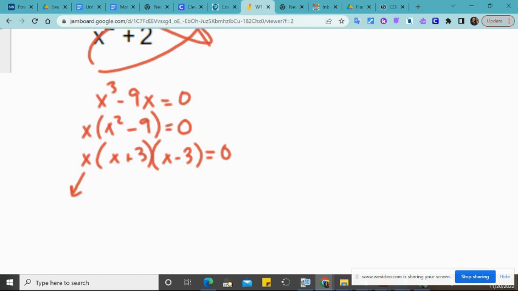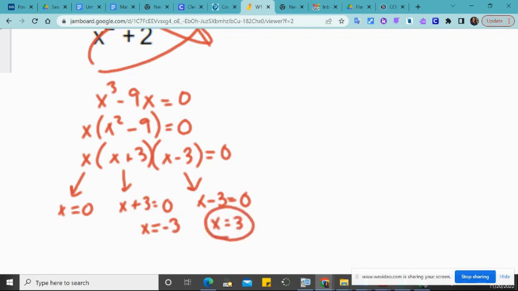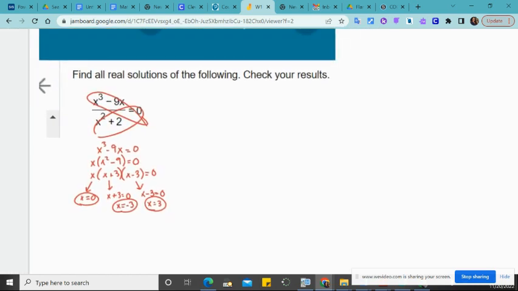And then anything that multiplies together and gets 0 means that one of those things, or all of them, has to equal 0. So either x is 0, or x plus 3 is 0, or x minus 3 is 0, or all of these above. So we would have -3, +3, and 0. Those are all the real solutions.